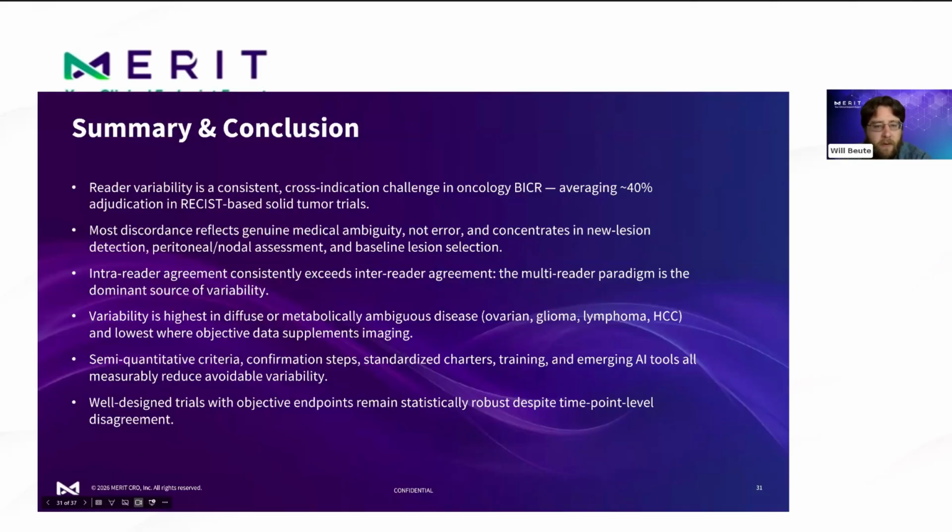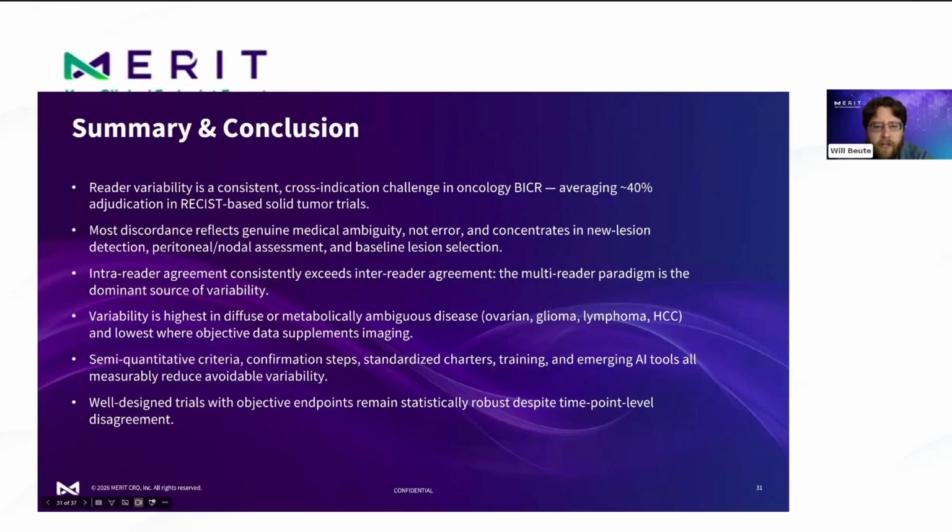So here are the key takeaways. First, reader variability is a consistent cross-indication challenge in oncology BICR, averaging around 40% adjudication in RECIST-based solid tumor trials. Again, it's the norm, not the exception, and it's an expected inherent part of BICR. Second, and most importantly, most of that discordance reflects genuine medical ambiguity, not error, and it concentrates in specific places: new lesion detection, peritoneal and nodal assessment, and baseline lesion selection.